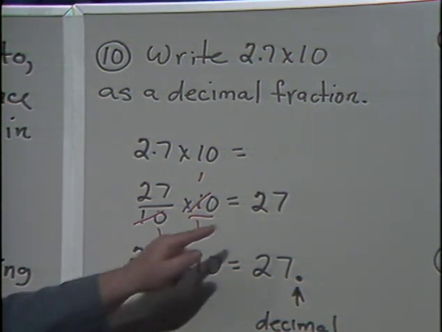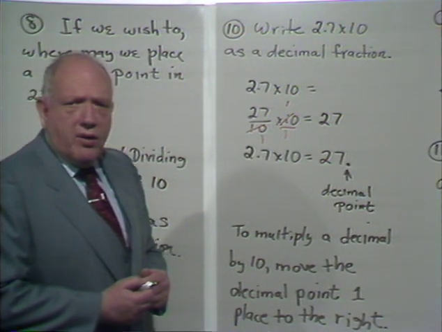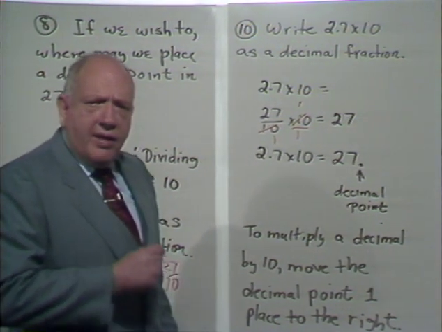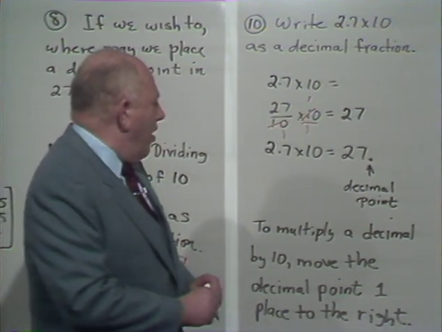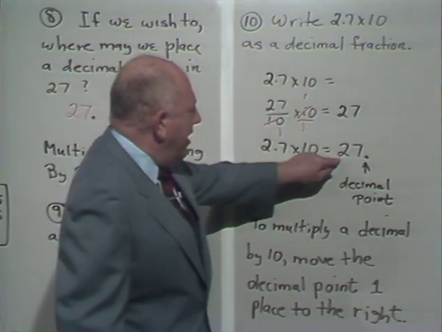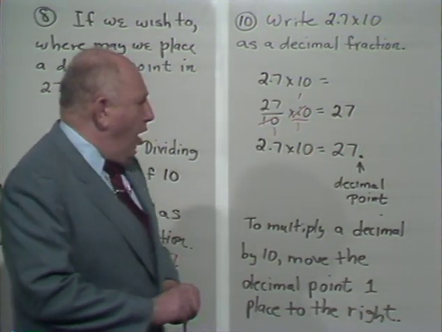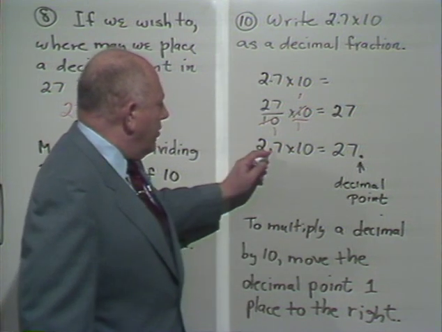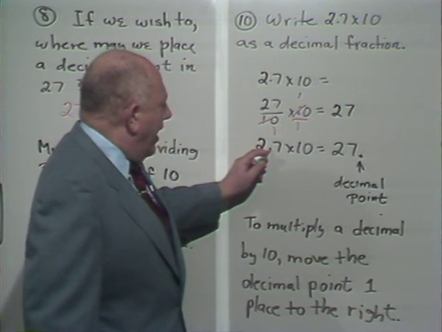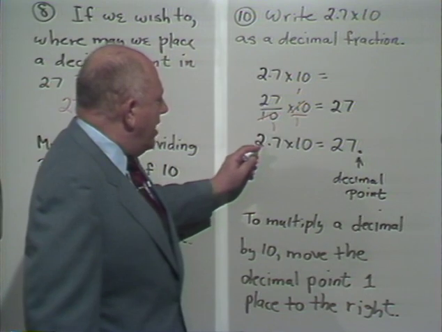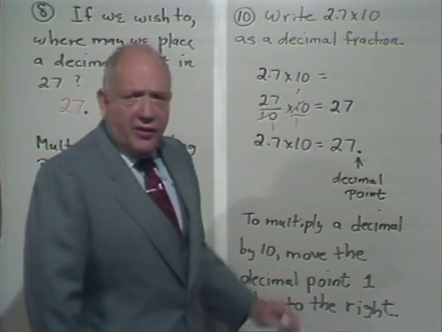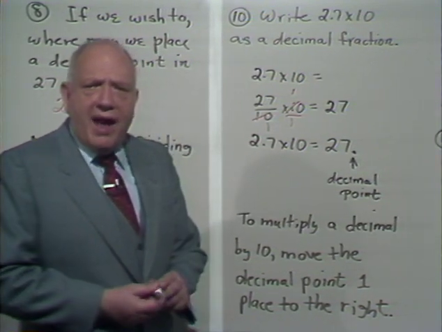And what did we say? When there is no decimal point, we can always assume that the decimal point is after the digit furthest to the right. So 2.7 times 10 is 27. To all intents and purposes, what did we do here? All we seem to have done is move the decimal point from being between the 2 and the 7 to after the 7. And that becomes the mechanical formula.